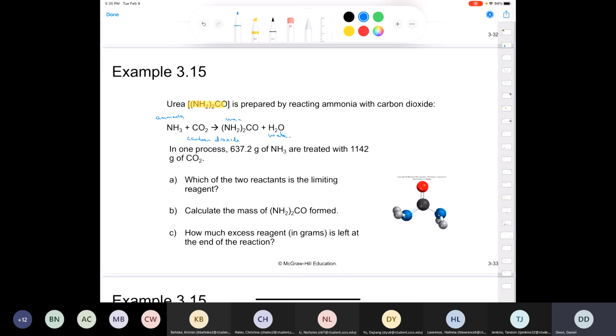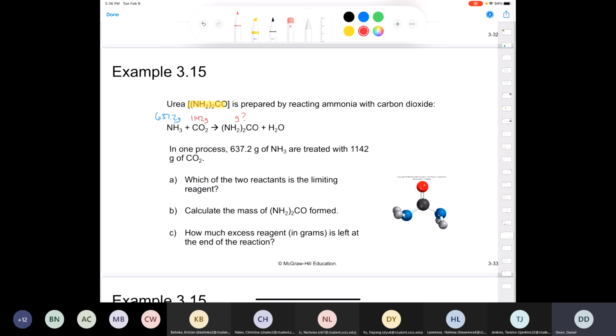Anyhow, it says you are taking 637.2 grams of ammonia, and you're treating it with 1,142 grams of carbon dioxide. It's asking you which one of these is the limiting reagent, how many grams of urea is formed, and then how much excess is left over.